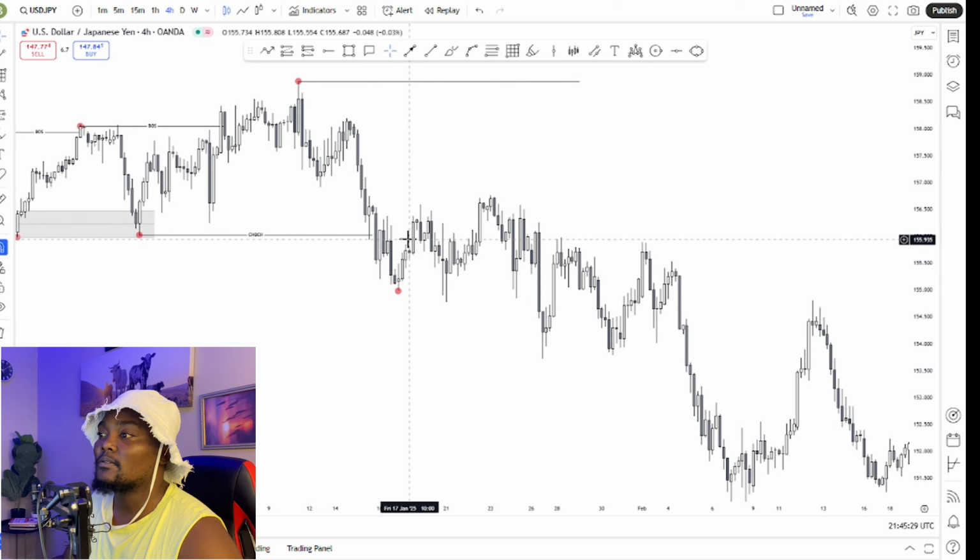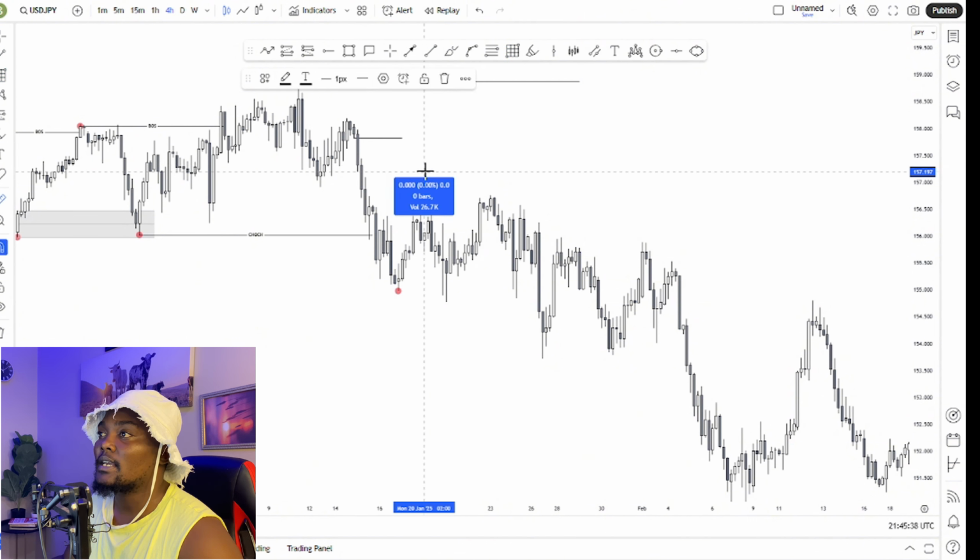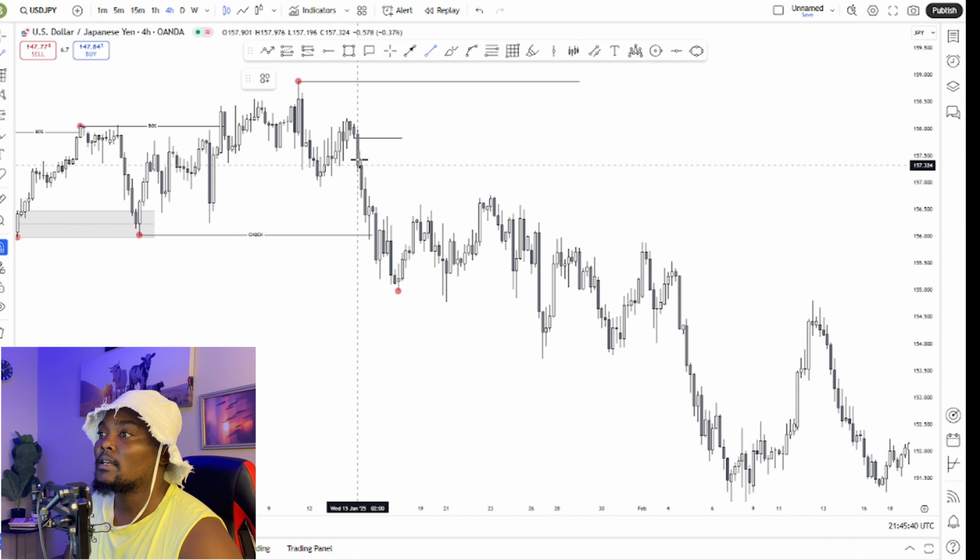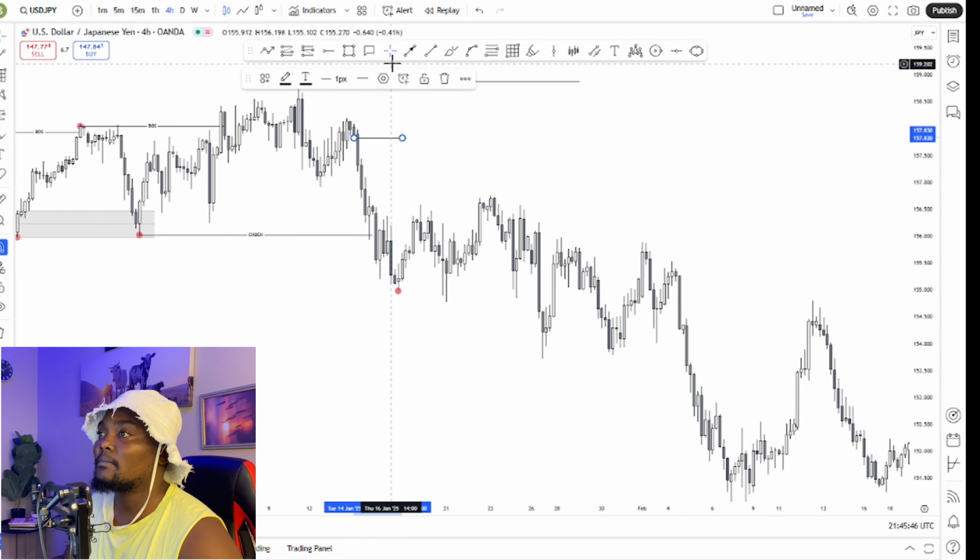Then we were expecting a pullback into areas of interest. For example, this is an area of interest. We also have a fair value gap. As you can see here, this is a gap. Let me just do that. This is a gap around this point. It must be filled at some point. Then it wasn't filled, but I was anticipating for it to be filled around here. So as you can see here, this is your demand supply zone around this point.